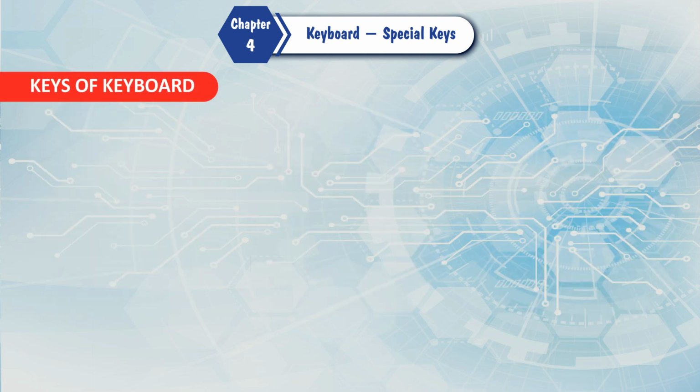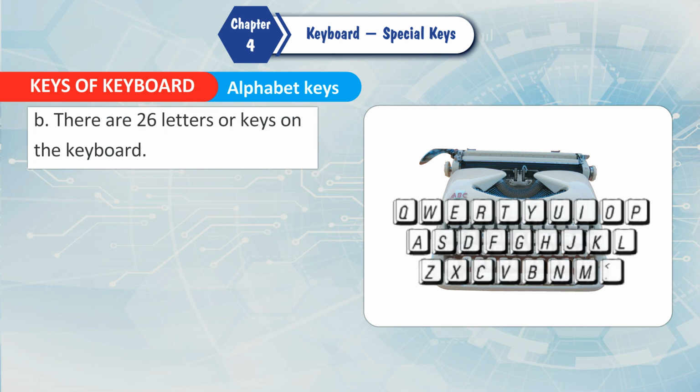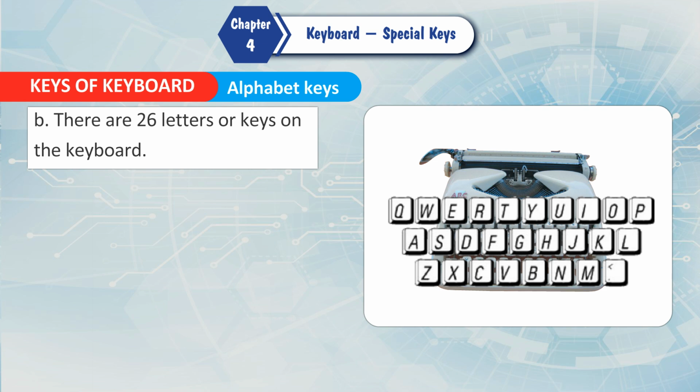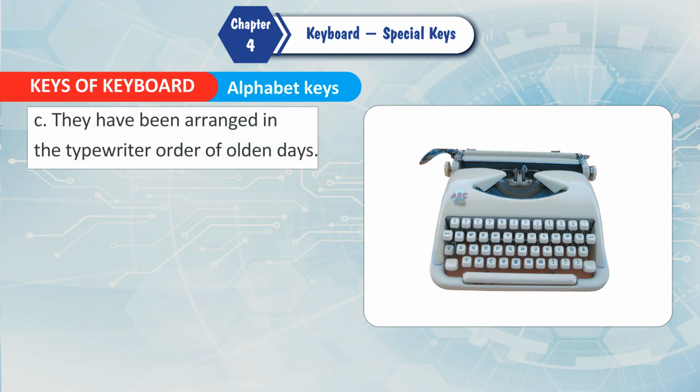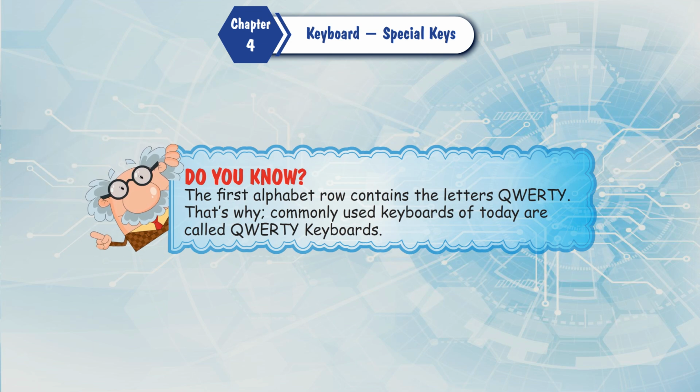Keys of keyboard. Alphabet keys. Keys that have a letter on them are called alphabet keys. There are 26 letters or keys on the keyboard. They have been arranged in the typewriter order of olden days. Do you know the first alphabet row contains the letters QWERT? That's why commonly used keyboards of today are called QWERTY keyboards.